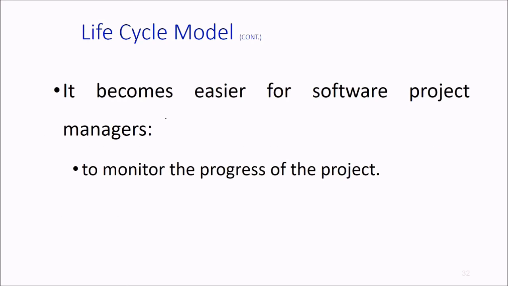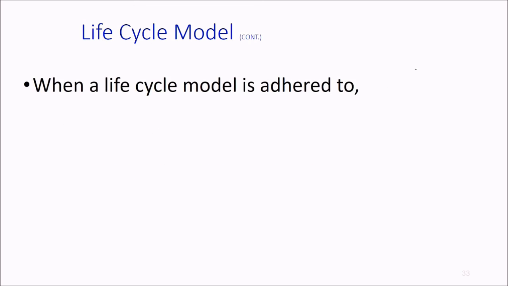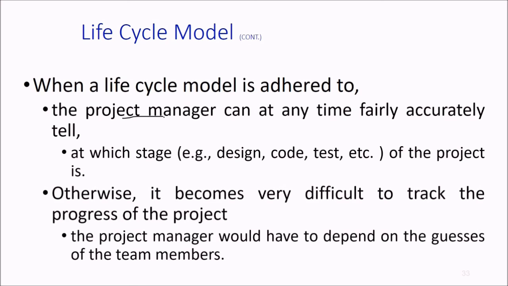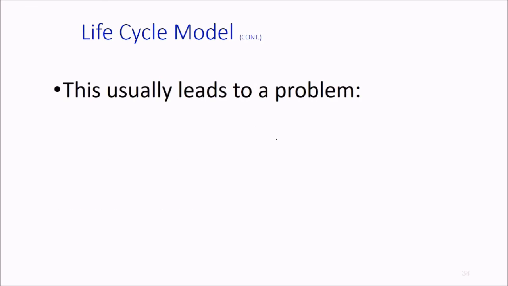Now it becomes quite easy for the managers of the software project to monitor the progress of the project. When the life cycle model is adhered to, the project manager can at any time fairly accurately tell at which stage, say design, code, or test, the project is. Otherwise, it becomes very difficult and ambiguous to track the progress of the project. The PM would have to depend on the guesses of the team members. He'll ask, some wild guess will come, and he will explain it to the superiors or to the customers.